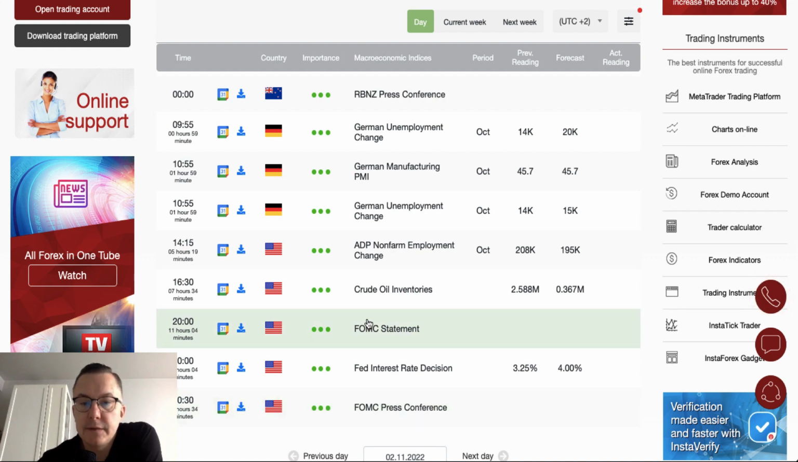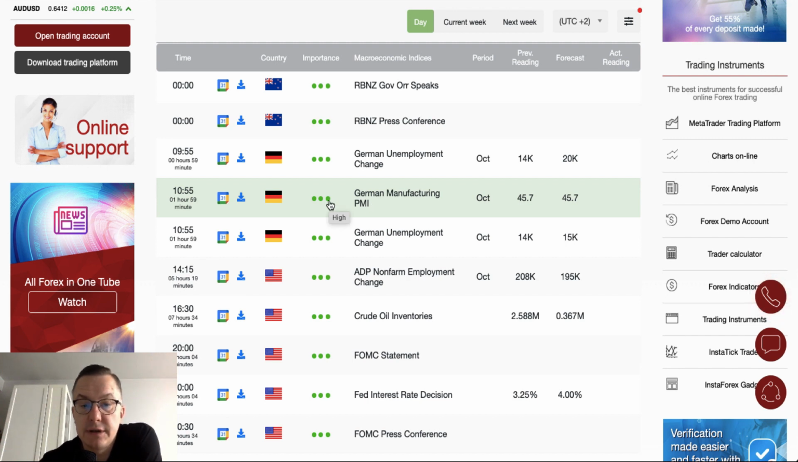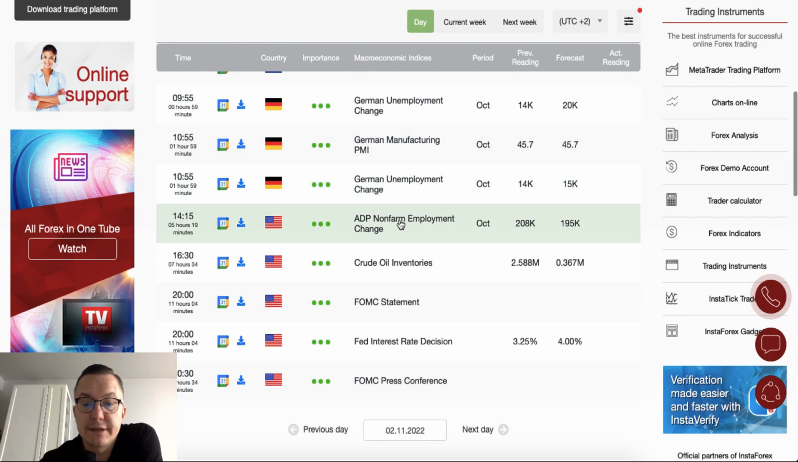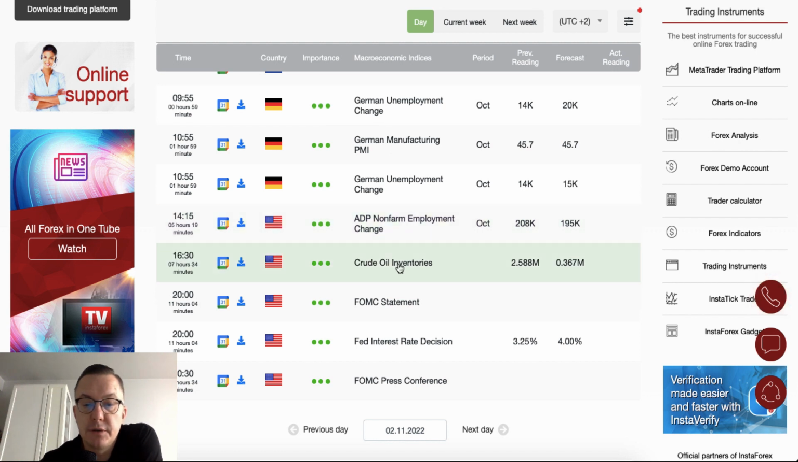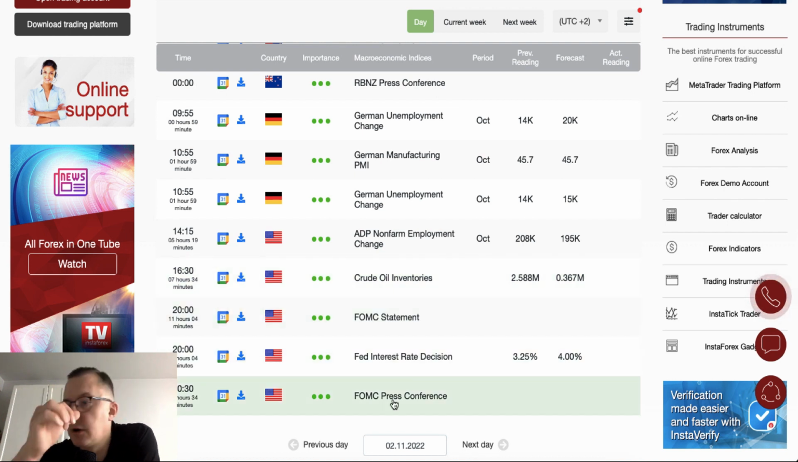So please don't be surprised if you don't see too much of the movement during the German Unemployment Change, manufacturing PMI, which are important data as you can see here and are scheduled for release 5 to 10 and 5 to 11. Or for example ADP Non-Farm Employment Change and Crude Oil Inventories. Those might be non-events, or we might see some sort of the accumulation of a volatility during the interest rate decision and press conference in the US.